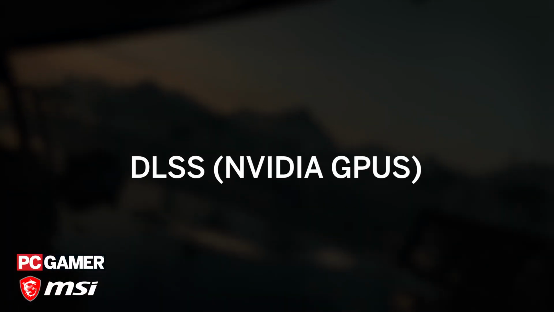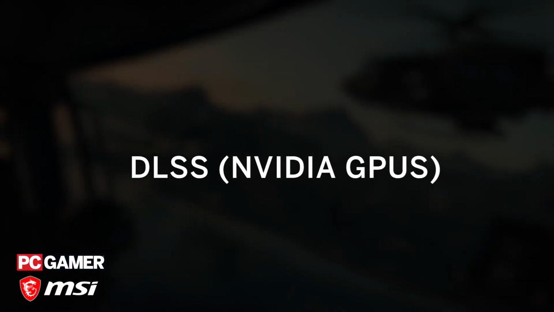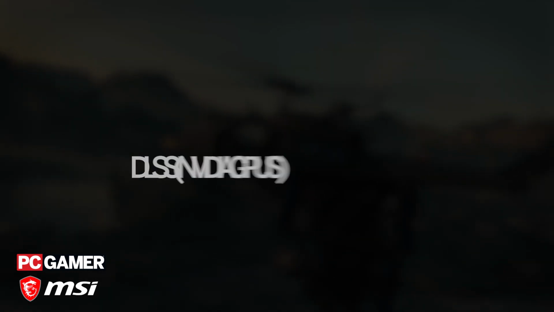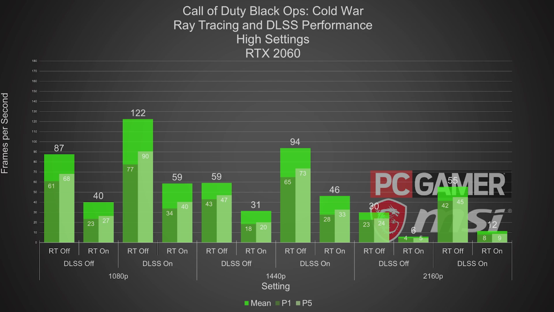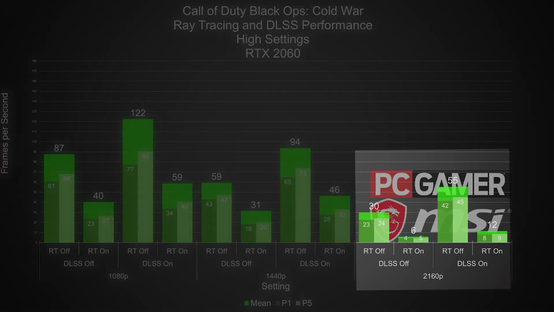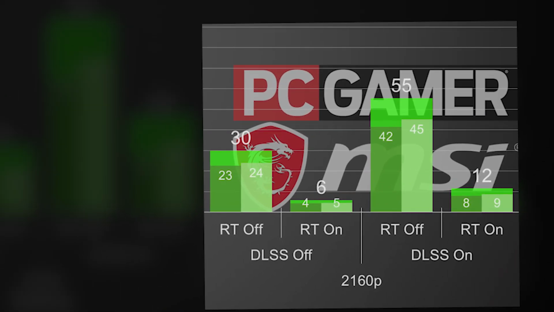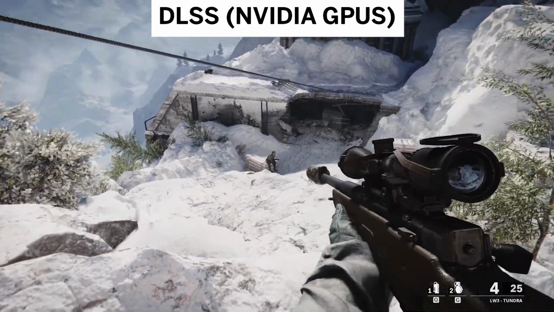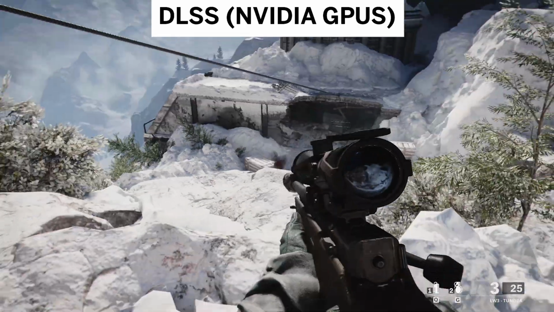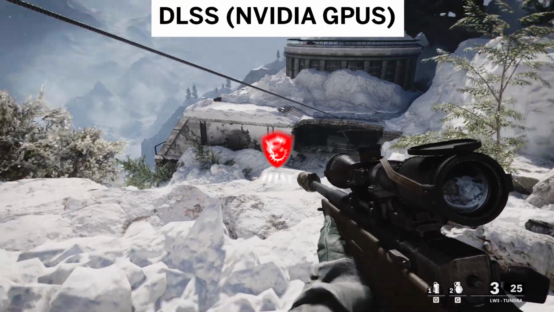Deep Learning Super Sampling is an NVIDIA feature only available on RTX GPUs. With DLSS set to balanced, the NVIDIA RTX 2060 saw an 83% increase in frame rate at 4K, jumping from 30 frames per second to 55 frames per second, with all other settings staying the same. That's huge. Keep in mind that DLSS manages render scaling itself, so if you select a DLSS mode, it will disable the render scaling slider.